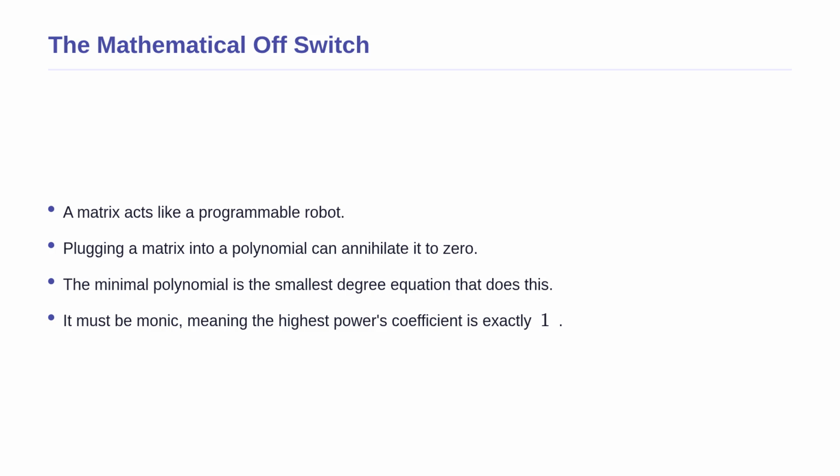To ensure there is only one unique answer, we require this polynomial to be monic. This simply means the number multiplying the highest power of the variable is exactly 1. It is the shortest, most basic equation that starts with a plain variable.